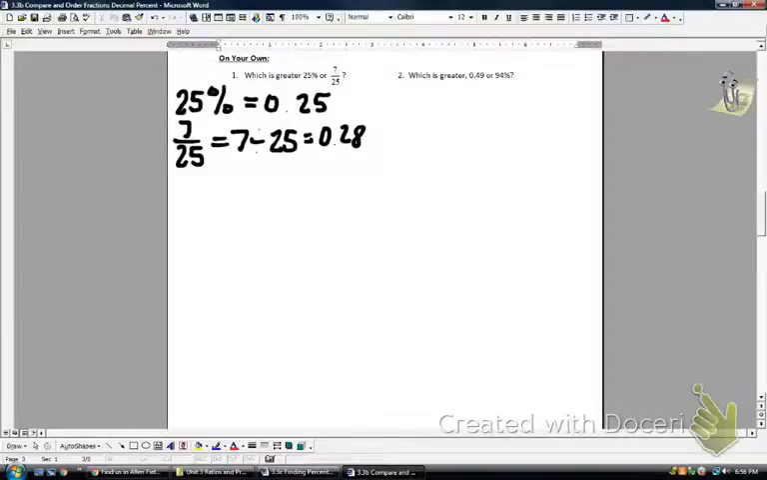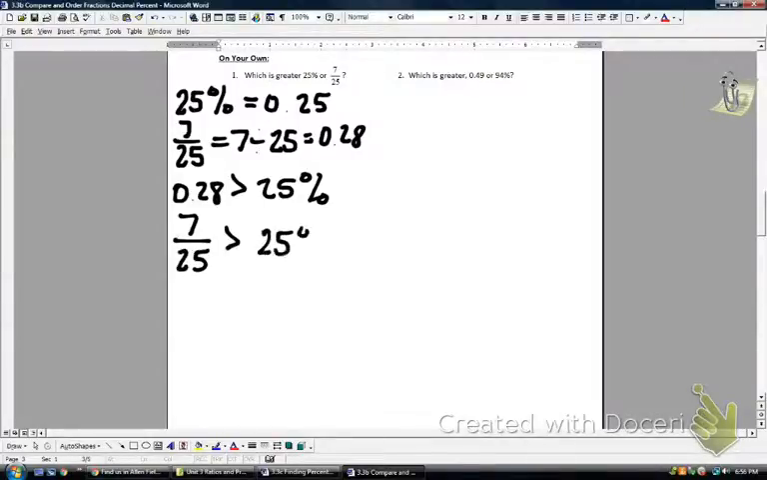Alright, I have gone ahead and done my conversions. Like I've told you, I like to work with decimals. So 25% is the same thing as 0.25. 7/25ths, when I did that on a calculator, comes out to be 0.28. So 0.28 is greater than 25%, and I really should write it the way that it was given to me. So 7/25ths is greater than 25%.